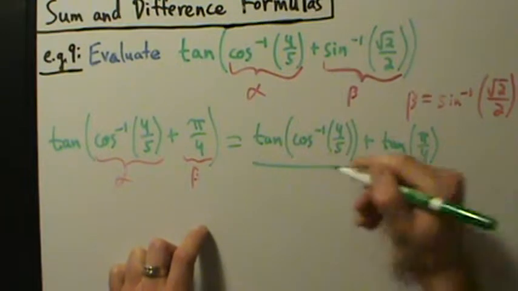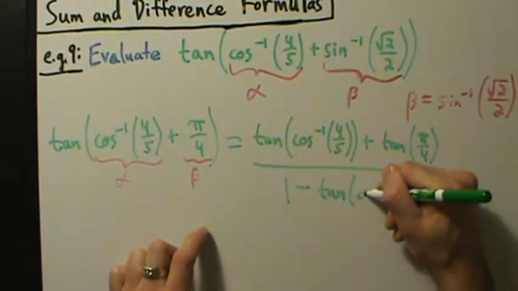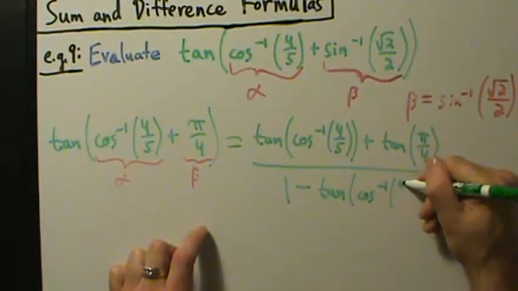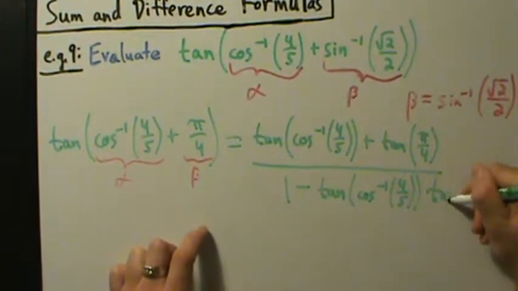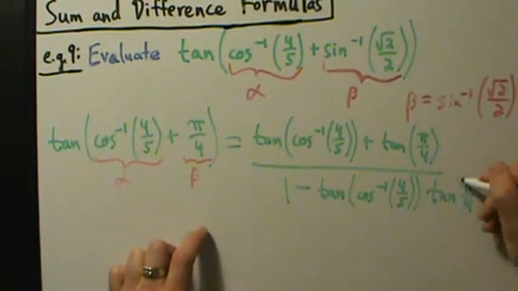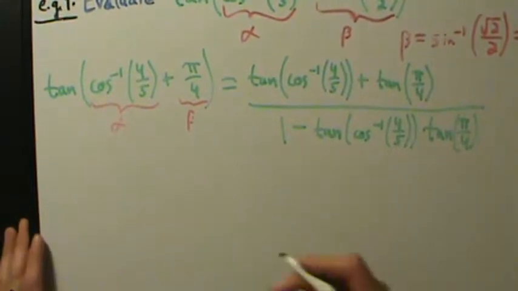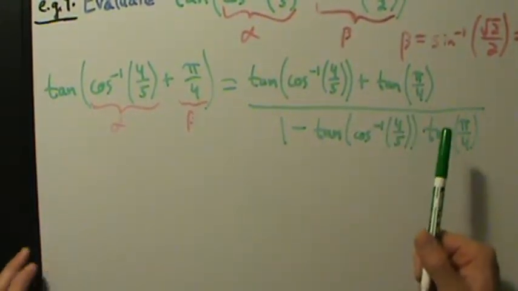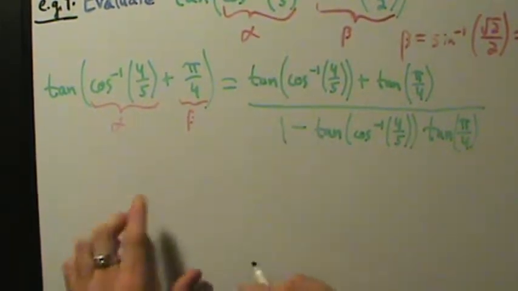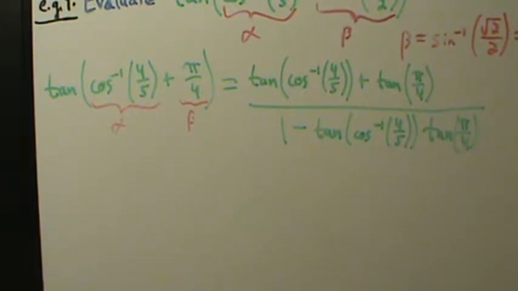And then all divided by 1 minus tangent of alpha times the tangent of beta. Okay, so that's what we have there. Now, tangent of beta, tangent of pi over 4 is just 1, so that's nice, but now we have to, separately off to the side, work on this here, tangent of inverse cosine of 4 over 5. So let's come off to the side and do that.